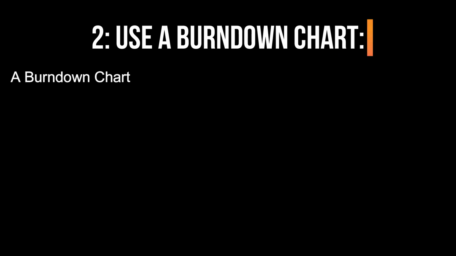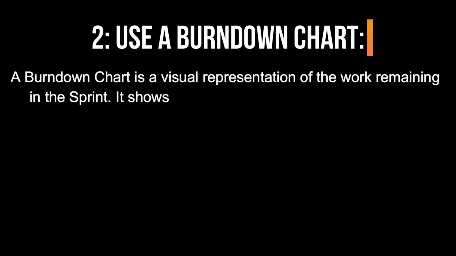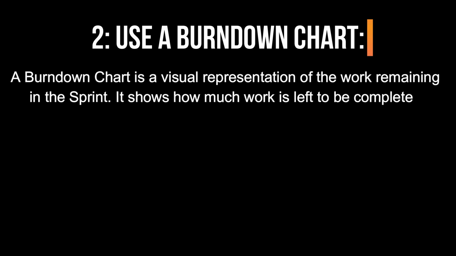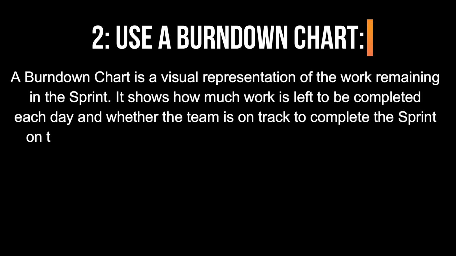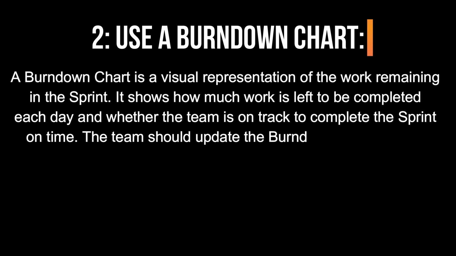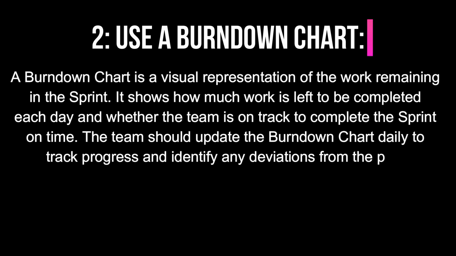2. Use a burn-down chart. A burn-down chart is a visual representation of the work remaining in the sprint. It shows how much work is left to be completed each day and whether the team is on track to complete the sprint on time. The team should update the burn-down chart daily to track progress and identify any deviations from the plan.